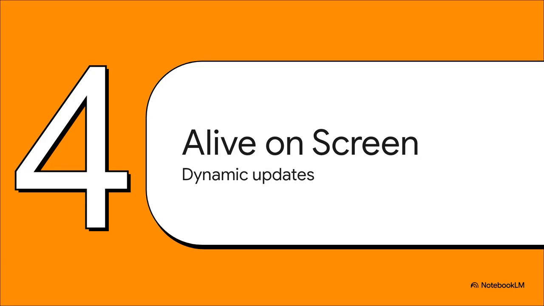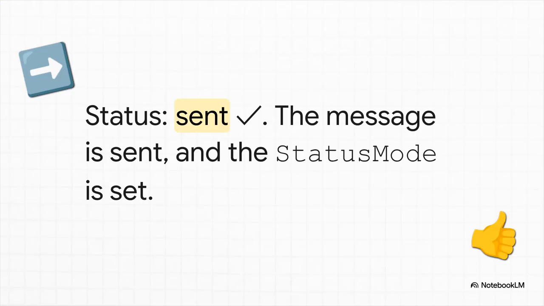So far, we've kind of treated the chat bubble like it's a static picture. But we all know that's not how chat works, is it? Messages have a life of their own. They get sent, they get delivered, they get read. To handle this, the chat bubble needs a sort of nervous system to reflect these changes in real time. Let's follow a message on its journey. It all starts here. You hit send, and the first thing that happens is the footer updates to show a single check mark. In the code, this just means the status mode has been set to sent.